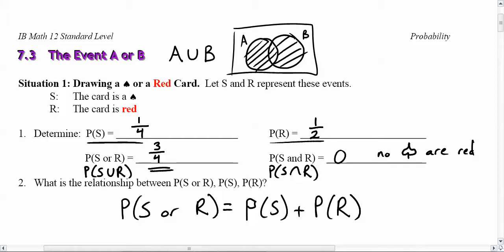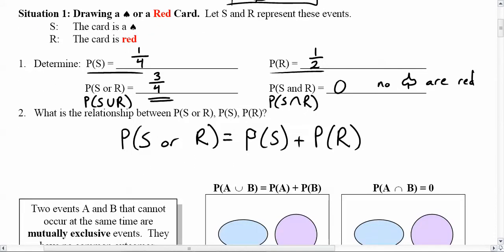Yes, Carl? You're right. Last time we saw we had to subtract the intersection. And what is the intersection in this case? 0. So technically we should subtract the intersection. But this time we don't have to subtract the intersection because these events are mutually exclusive.